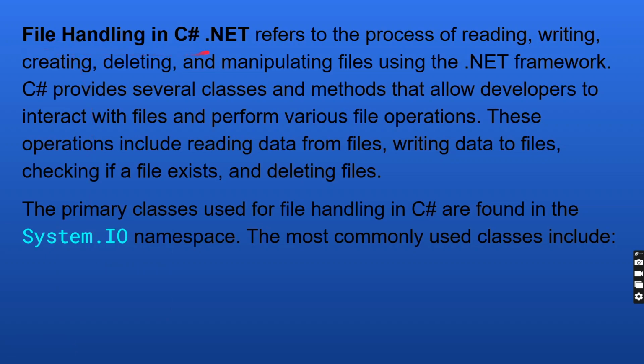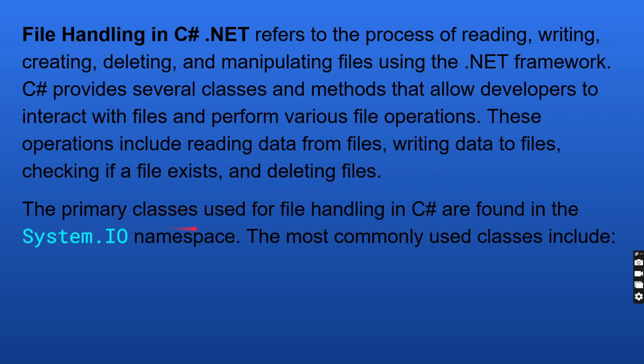File handling in C Sharp .NET refers to the process of reading, writing, creating, deleting and manipulating files using the .NET framework. C Sharp provides several classes and methods that allow developers to interact with files and perform various file operations. These operations include reading data from files, writing data to files, checking if a file exists and deleting files.